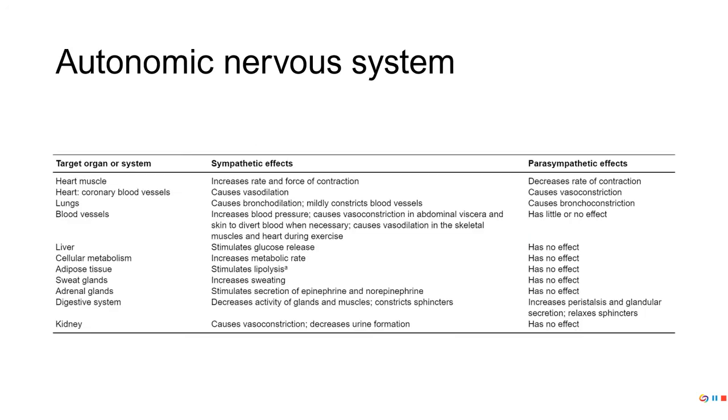And I just wanted to throw this in here. This, again, is right out of your book. What this shows is that for the most part, but not completely, both sides of the autonomic nervous system affect just about everywhere. Obviously, there's a little bit of difference. The parasympathetic doesn't really have any effect on the liver or sweat glands or even the adrenal gland.